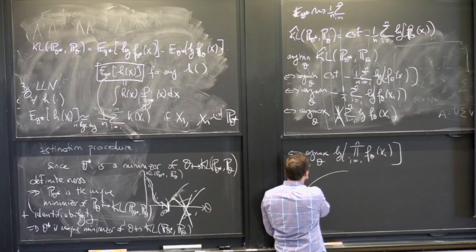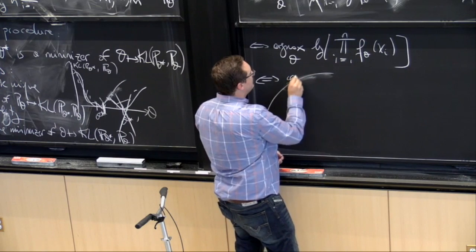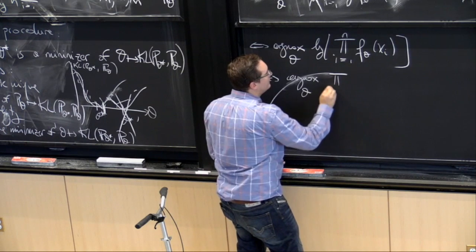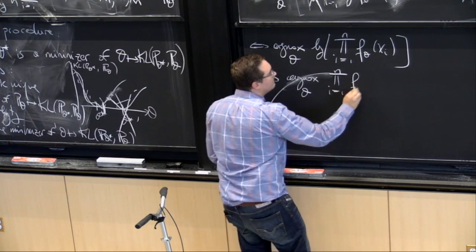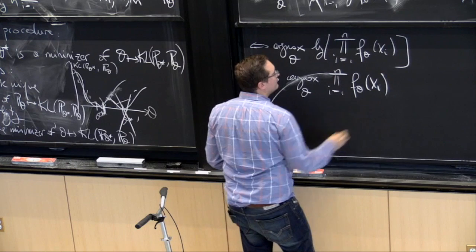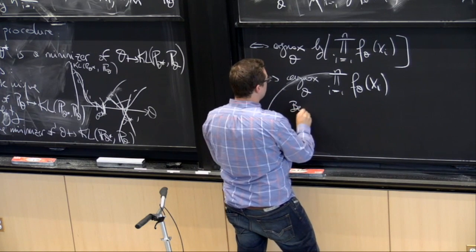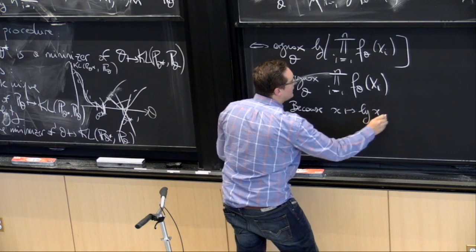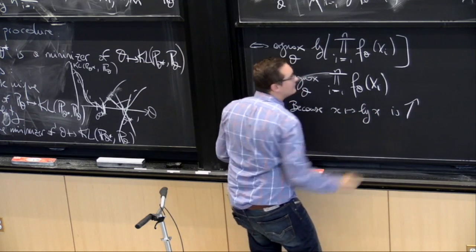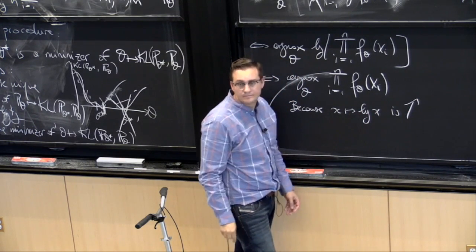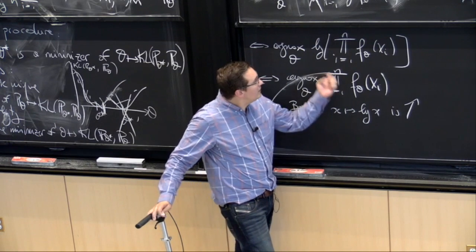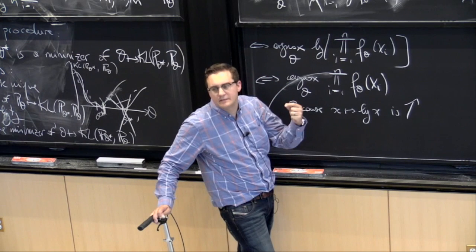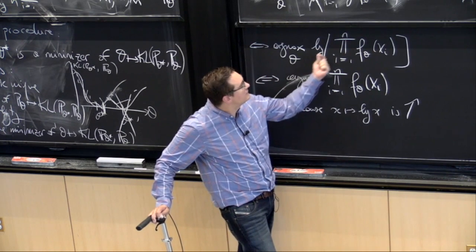So this is equivalent to argmax over theta of the product from 1 to n of f theta of xi. And that's because x maps to log x is increasing. Okay? So now I've gone from minimizing the KL to minimizing the estimate of the KL to maximizing this product.